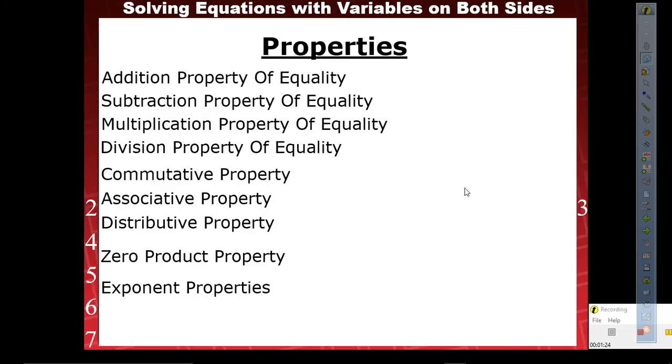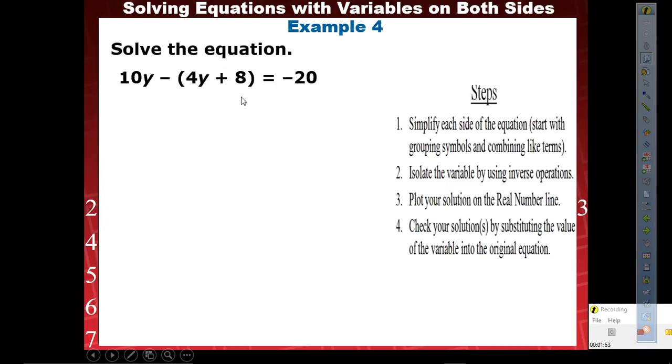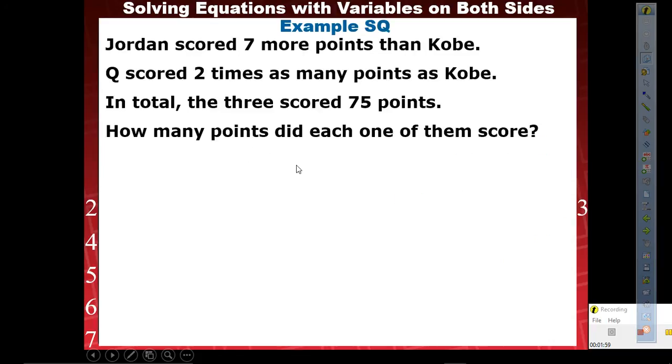Therefore, we did some of these. Example 1. Did we do this one? Yes. Did we do this one? Yes. And this one. We did some of these, and then before you left, we touched on the Jordan problem, right? We finished it? Yeah. Okay.